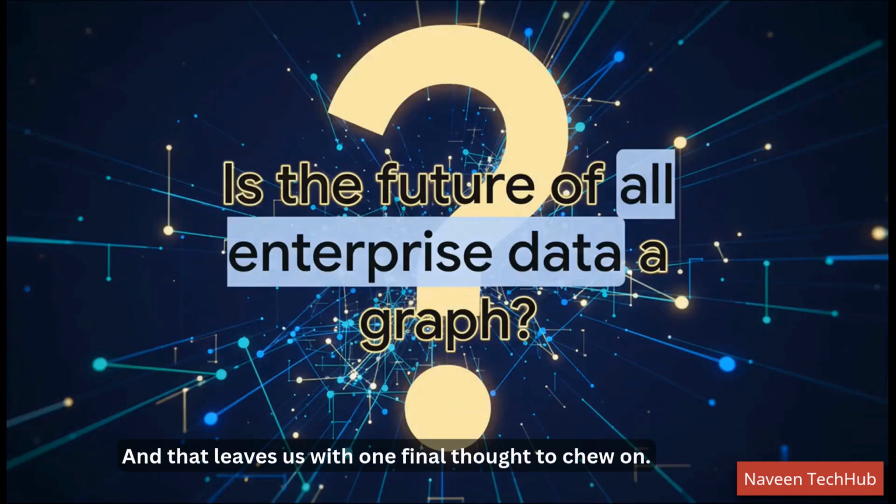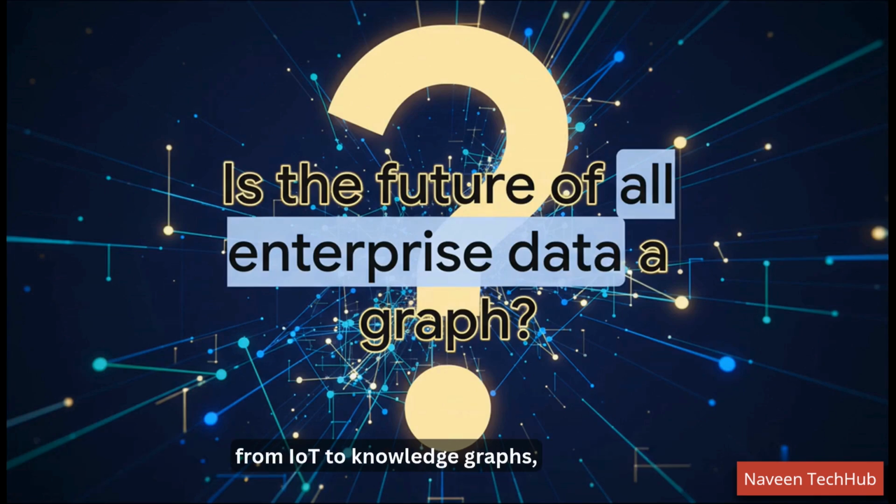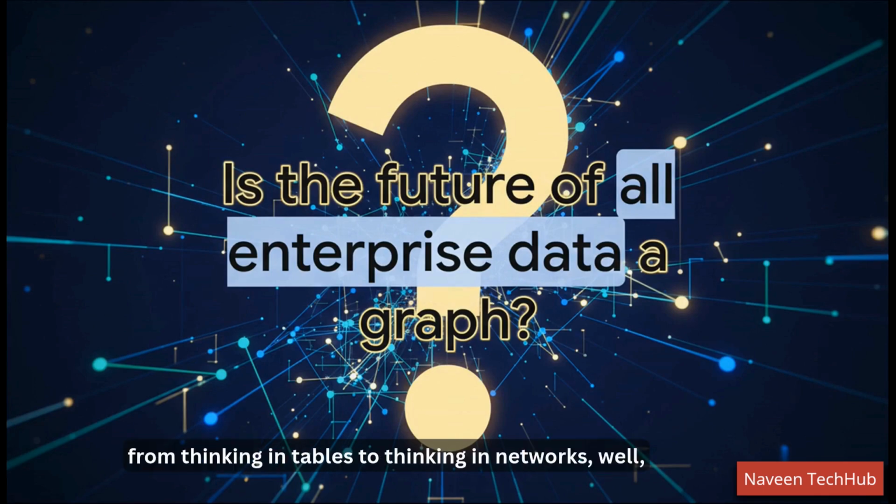And that leaves us with one final thought to chew on. We figured out how to solve today's problem of querying connected data efficiently. But as all our data sources get richer and more interconnected, from IoT to knowledge graphs, this shift in perspective, from thinking in tables to thinking in networks, well, that might just be the blueprint for the future of all enterprise data architecture.